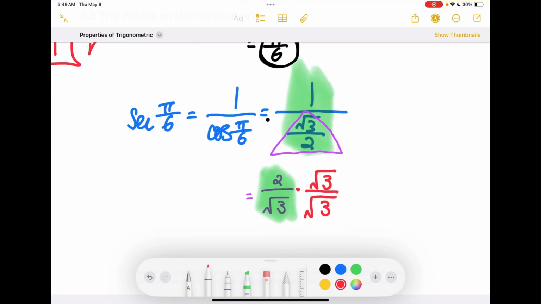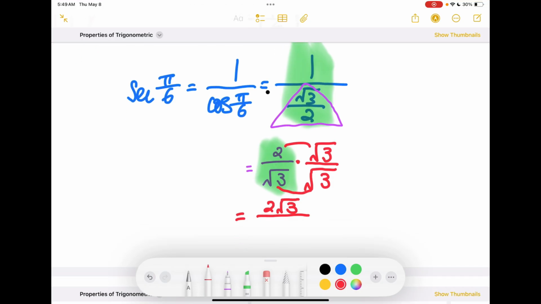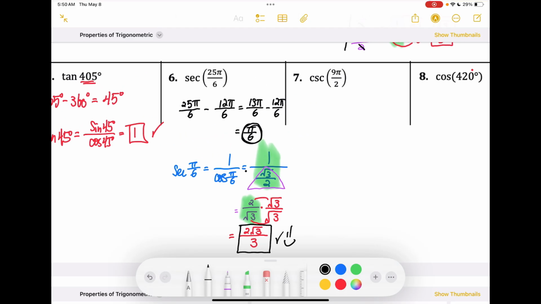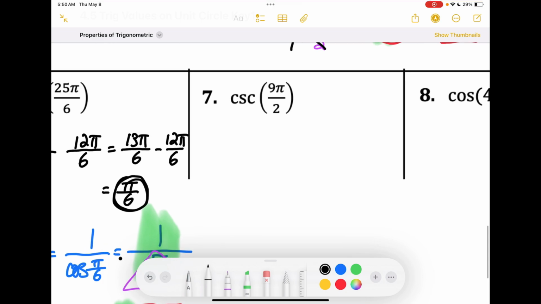So I need to times square root 3 over square root 3. Once I do this housekeeping, what do we got? We got top 2 times square root 3. But bottom will be square root 3 times square root 3 will be 3. So look at my perfect answer. My perfect answer is 2 square root 3 over 3. And this is the perfect answer. Good? All right, next one.